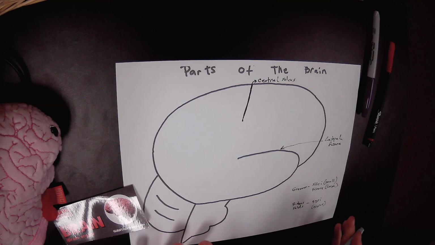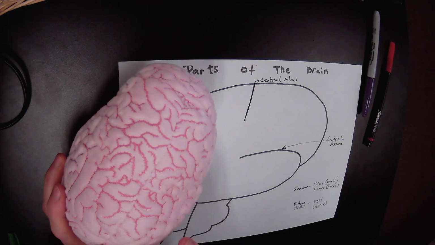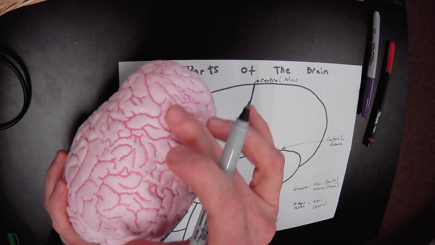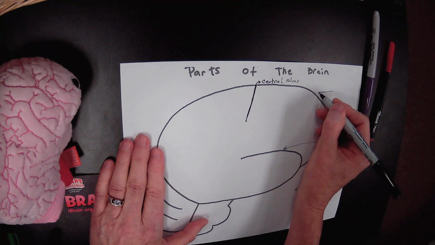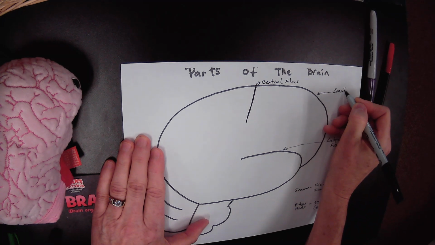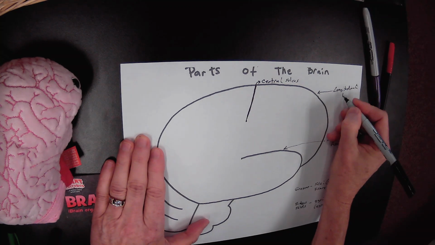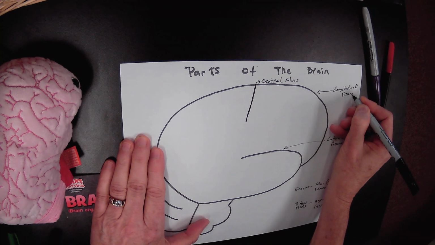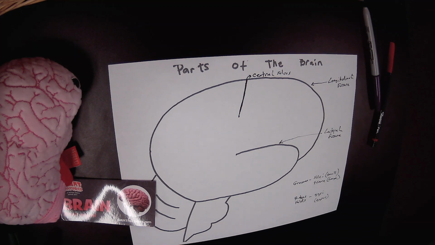You also have another one that separates the left and right portions of the brain, right down the middle. That's going to be your longitudinal fissure. These words are just major invaginations that you're going to see if you look at the surface of a brain.